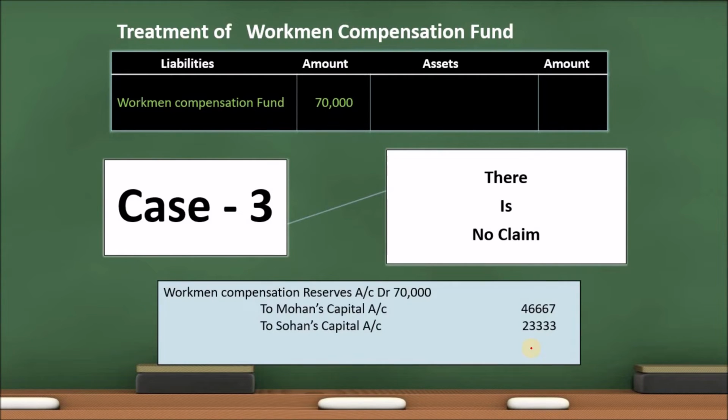The journal entry for the same is, you can see here, Mohan account and Sohan account, they are the old partners. Their capital accounts are credited and you have to distribute 70,000 in the ratio 2:1. Here it was coming in decimals, so I have rounded off. So it is 46,667 for Mohan and 23,333 for Sohan.